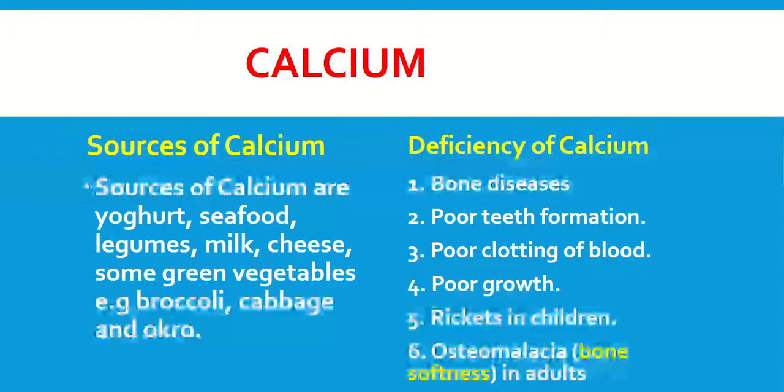Now, how can you prevent this deficiency of calcium? Children should eat more foods that are rich in calcium, like milk, legumes, some green vegetables, and so on.